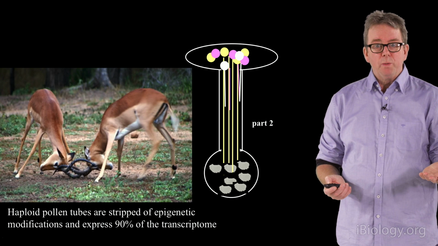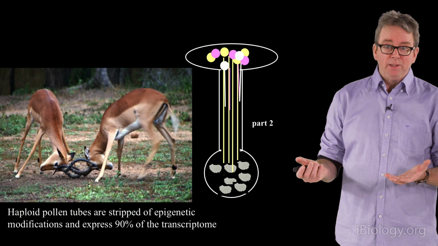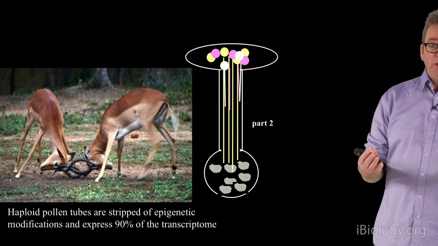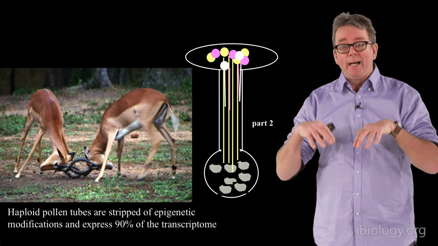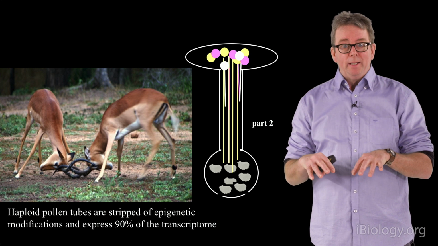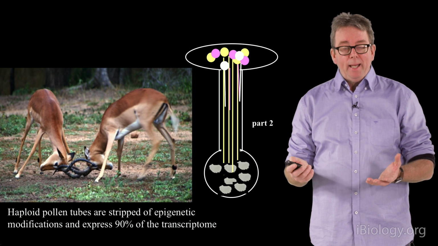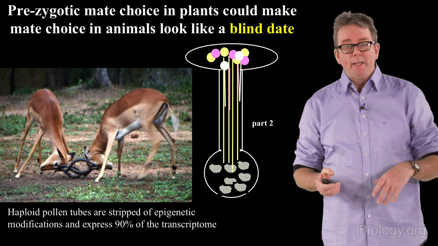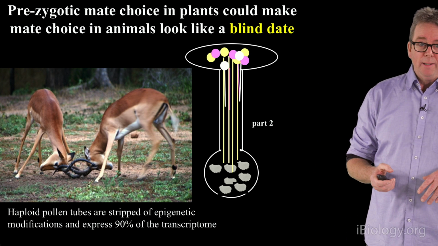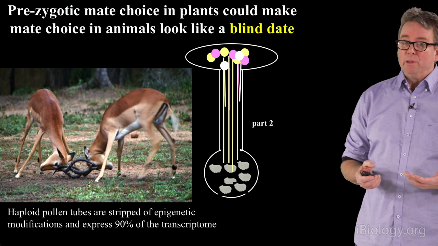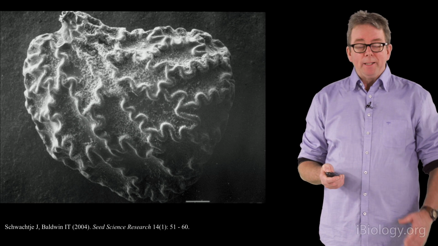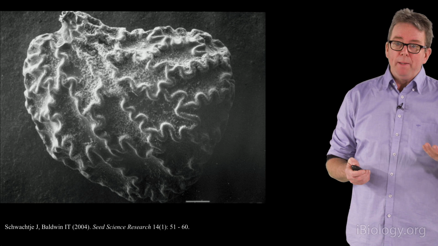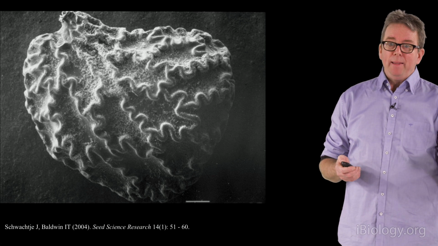And this contrasts with what a female animal has to do, who has to make a decision based on the behavior and phenotype of a diploid. And we all know that diploids are liars because they can hide recessive alleles by their diploid state. And this means that pre-zygotic mate choice in a plant could make mate choice in animals look like a blind date.